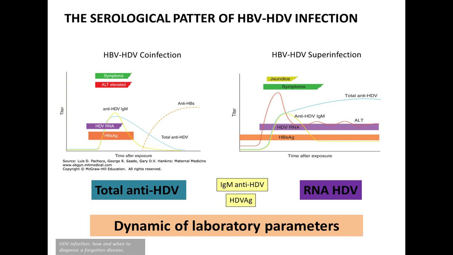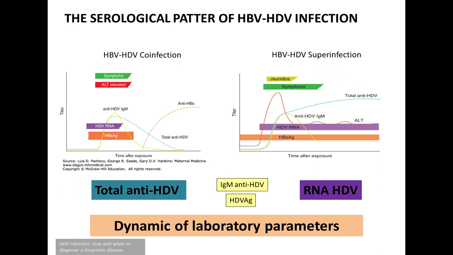The Delta virus may be acquired simultaneously with hepatitis B virus or afterwards. In both cases, the available laboratory parameters are total antibodies anti-HDV, antibodies anti-HDV of the class IgM, Delta antigen, and RNA of the Delta virus. The RNA of the Delta virus is the first parameter that is detected after the incubation period in the acute phase. And also, in the case of chronic infections, when it is positive, it demonstrates active infection.